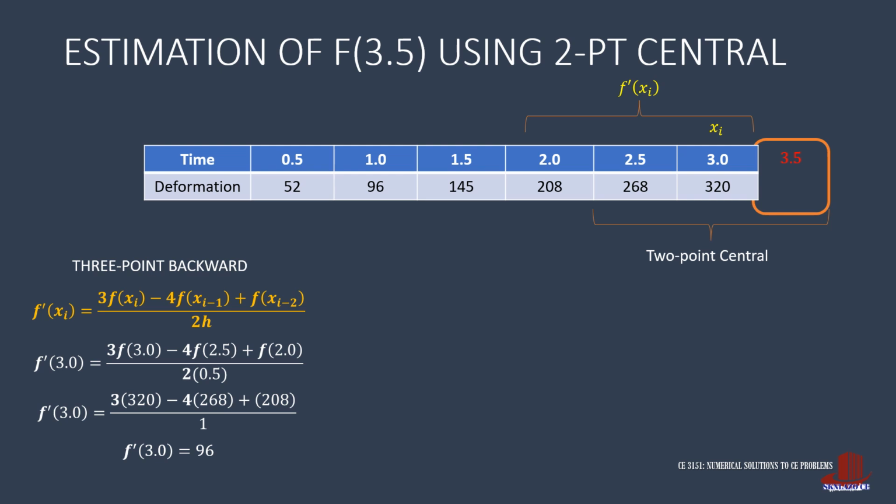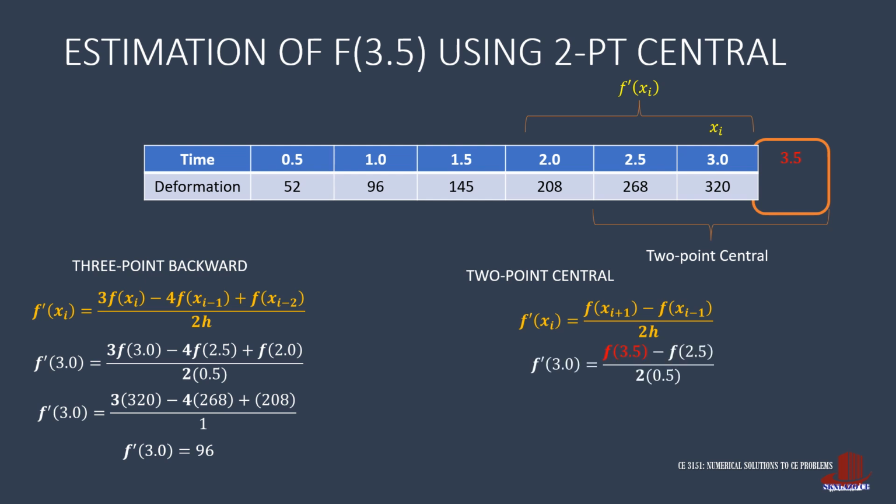With this value determined, move on to 2-point central to solve for the unknown. 2-point central is f of xi plus 1 minus f of xi minus 1 all upon 2h, which can be interpreted as f of 3.5 minus f of 2.5 upon twice of 0.5. This then becomes 96 as f of 3.5 minus 268 divided by 1. F of 3.5 is then 364.